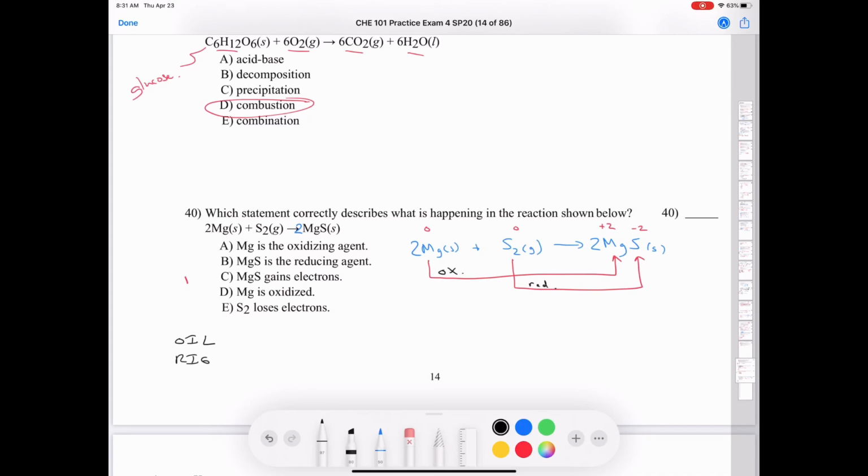If we take a look at the possible answers, it says magnesium is the oxidizing agent. That is untrue. Magnesium is being oxidized, therefore it is the reducing agent. This is incorrect. The next one says magnesium sulfide is the reducing agent. Well, magnesium sulfide is a product, so this is not the correct answer. As well as C, it says magnesium sulfide gains electrons. Magnesium sulfide is the product, not a reactant. D, magnesium is oxidized. We already agreed that magnesium is undergoing oxidation. And the sulfur, the S2, is losing electrons. That is not true. It is actually gaining electrons because it is being reduced.